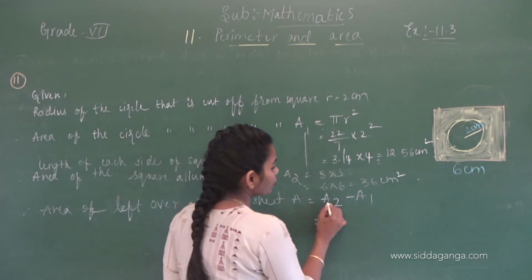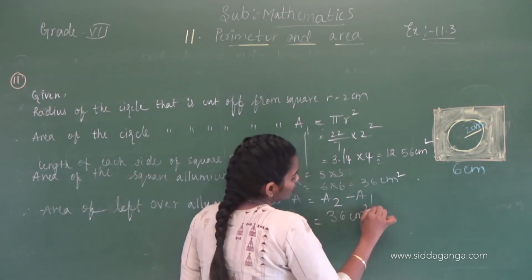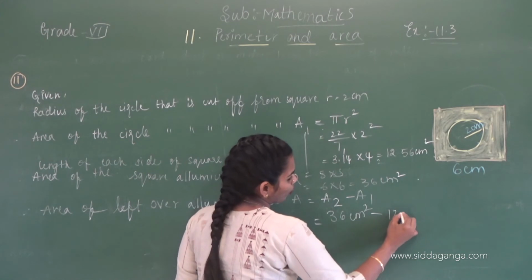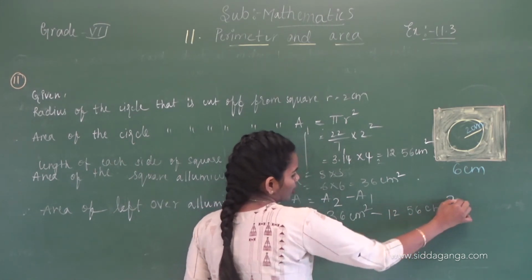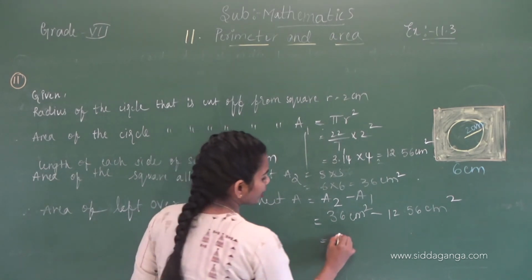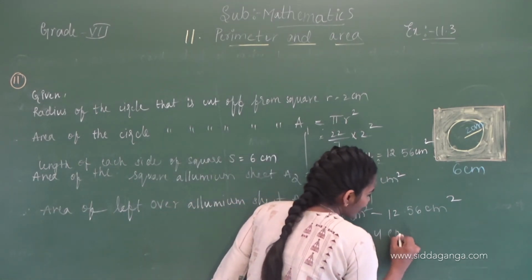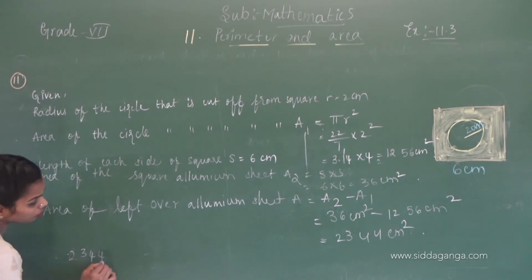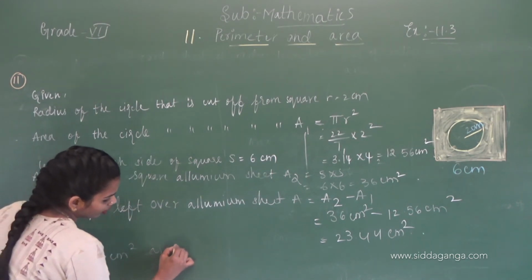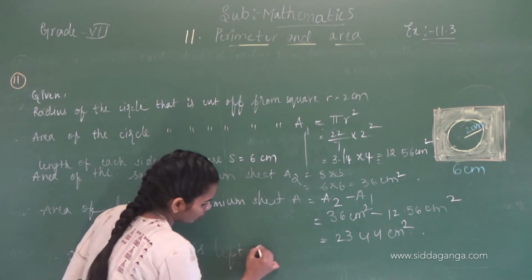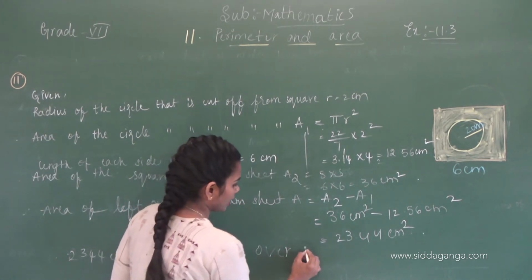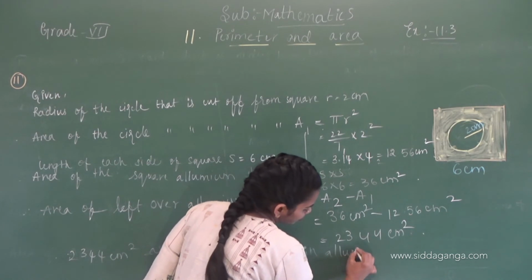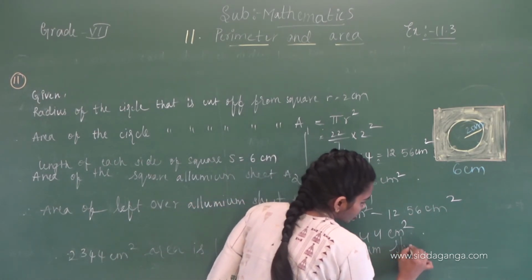What is the area of the square? 36 centimeter square minus A1, which is 12.56 centimeter square, that is 23.44 centimeter square. At last you have to write: therefore, 23.44 centimeter square area is left over in the aluminium sheet.